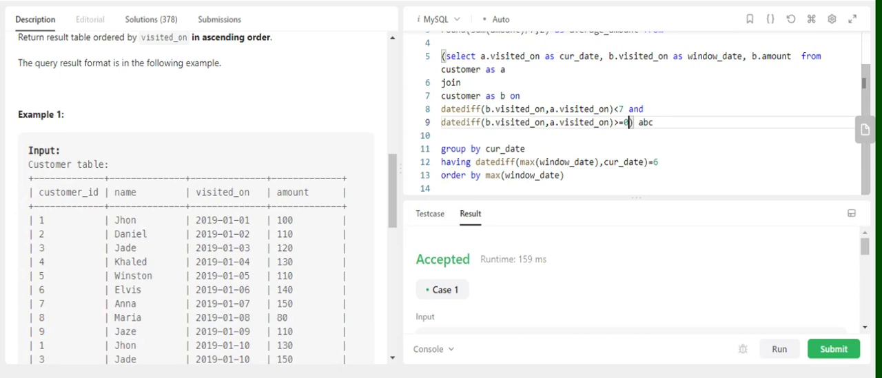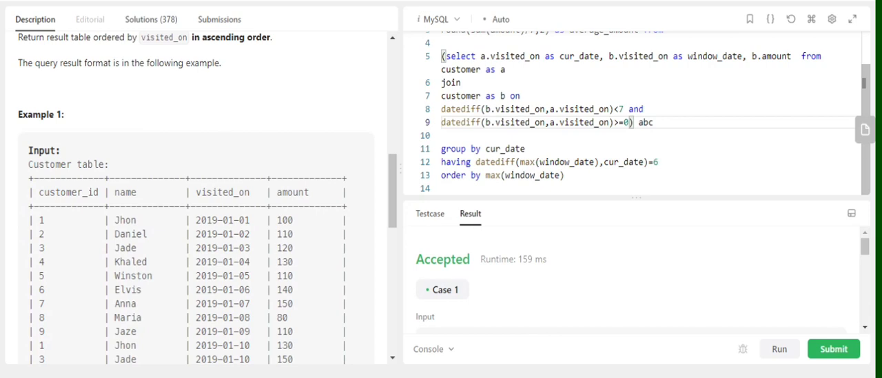But in this case we won't be doing that. We have provided a very special condition: datediff(b.visited_on, a.visited_on) less than 7, and it has to be greater than 0. So what does this mean? Datediff helps us calculate the number of days of difference between two dates. So in this case we are trying to join the table on two conditions, where a.visit date and b.visit date have a difference of less than 7, and a difference of greater than 0 also. This has been done to avoid negative cases.